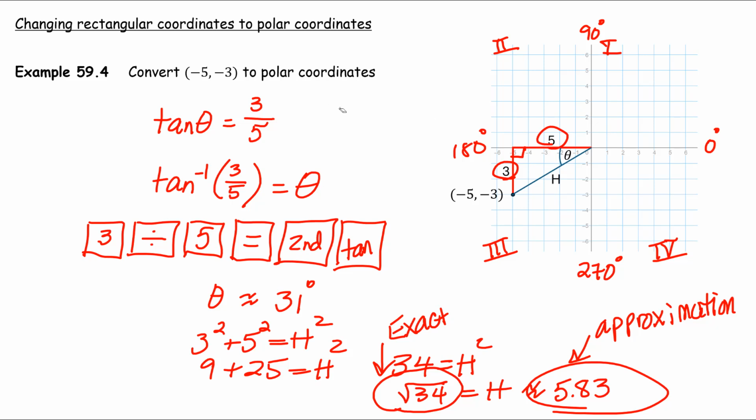Your answer is going to have that 5.83 outside this little bracket, and inside the bracket, you're going to have to put the angle, which, as I said, is going to be 180 plus theta. So 180 plus 31 is going to be about 211 degrees. So this is how your answer should look.